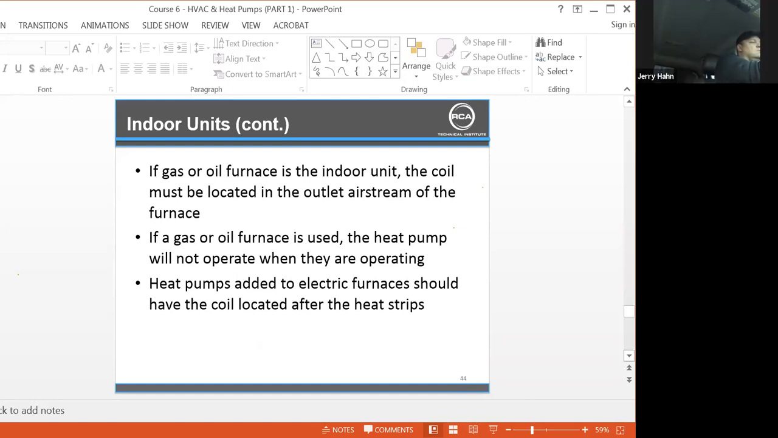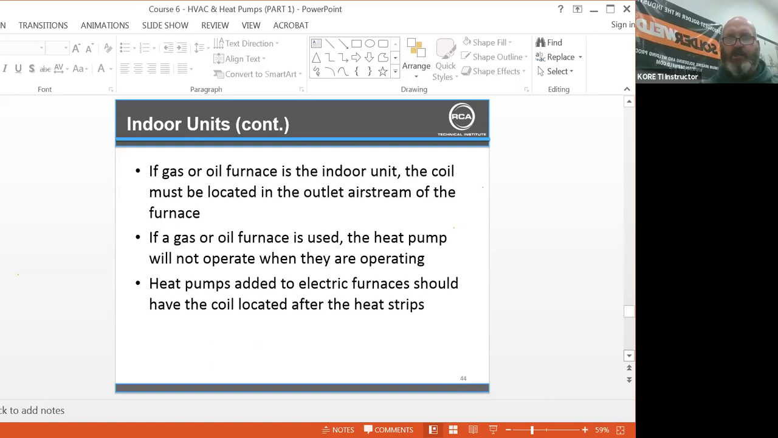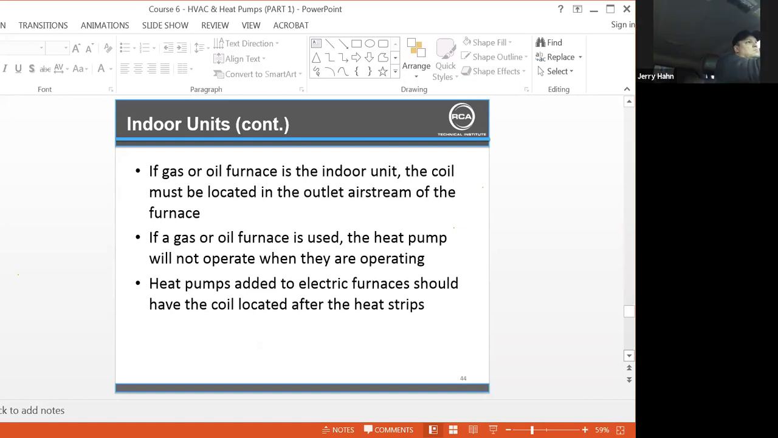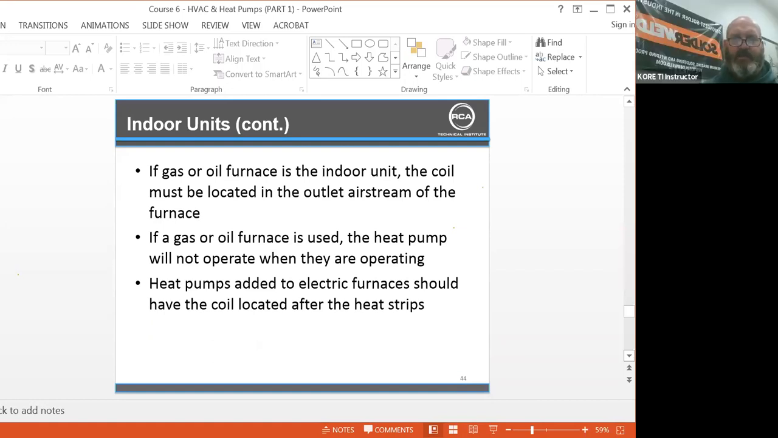I'm from California. Electric strip heats are like a huge no-no. I've only seen maybe one or two in my life in the trade. Just like I said, in California, electric strip heat is almost illegal.